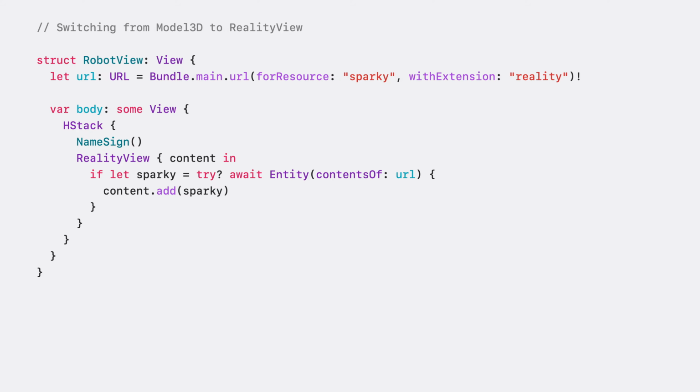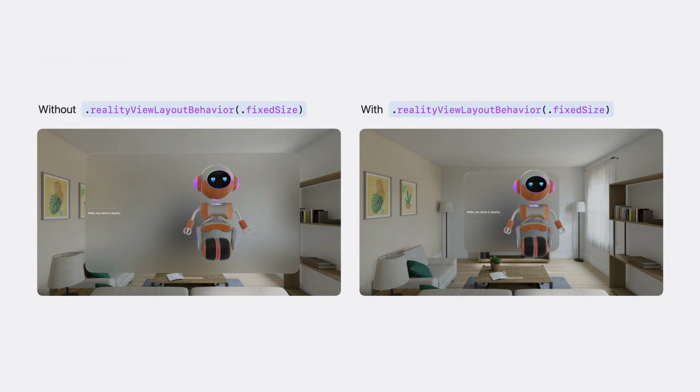It's happening now because, by default, RealityView takes up all the available space that the SwiftUI layout system gives it. By contrast, the Model 3D sizes itself based on the intrinsic size of the underlying model file. I can fix this. I apply the new RealityView layout behavior modifier with fixed size to make the RealityView tightly wrap the model's initial bounds.